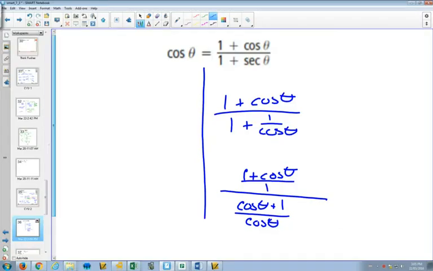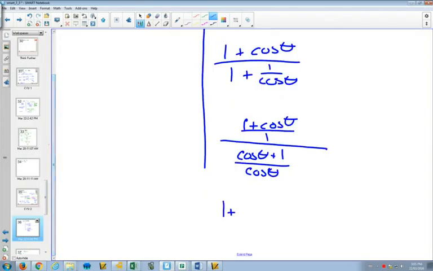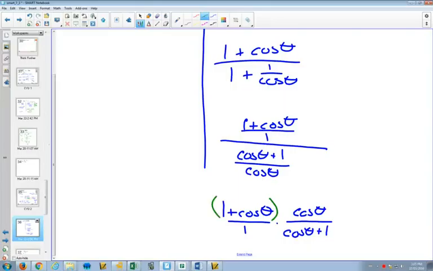Fraction divided by a fraction. Multiply by the reciprocal. Can you see that these get grouped together? And these get grouped together. Do we have any factors that are identical? Yes.